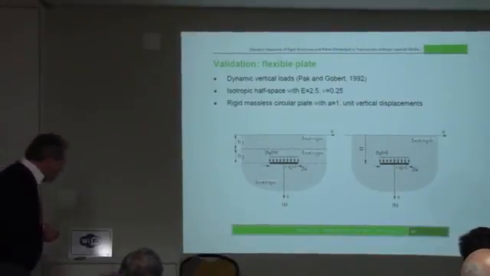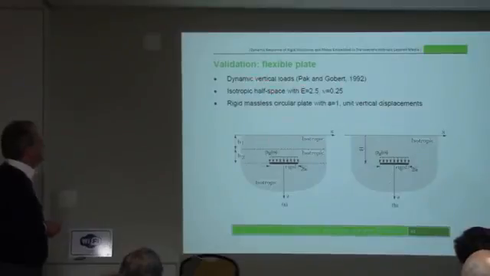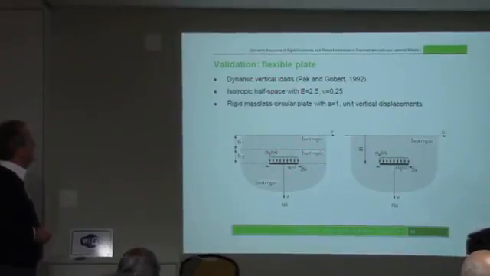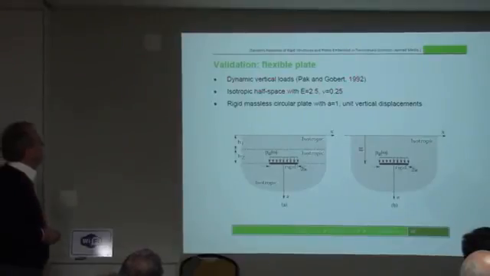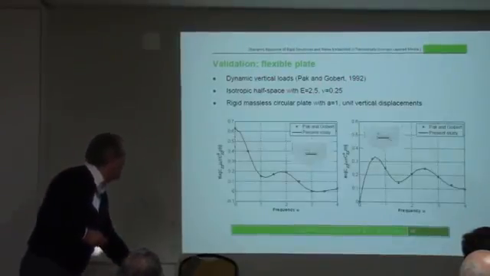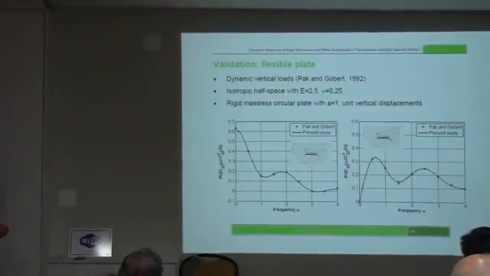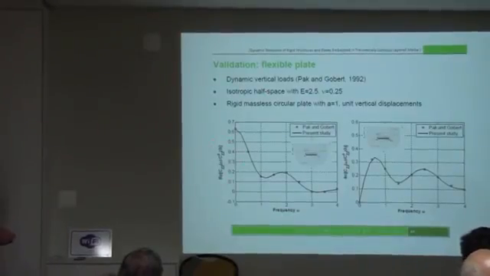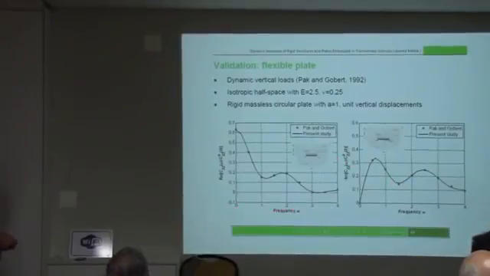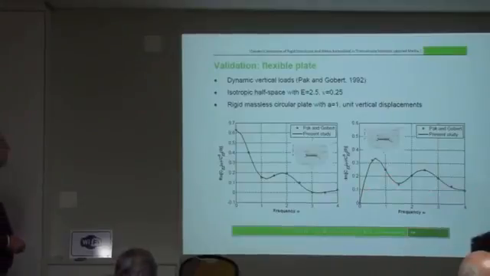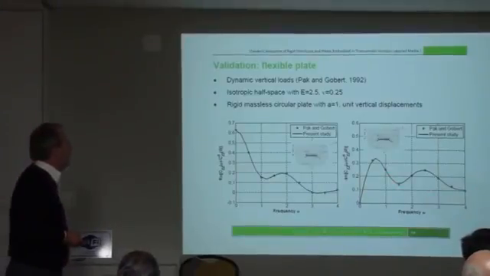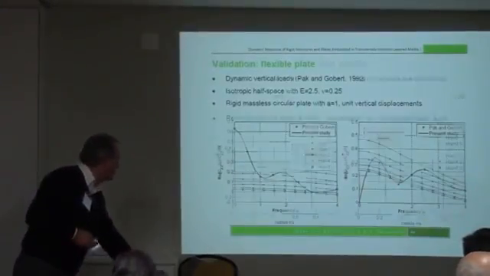So, validation of the procedure. We did a flexible plate within a half space. There's a solution from Pak and Gobert from 92. And what we come up with is the verticals. We have all the vertical displacements here at the center, real and imaginary parts against the frequency. So our results agree, we have a very good agreement with Ron Pak.